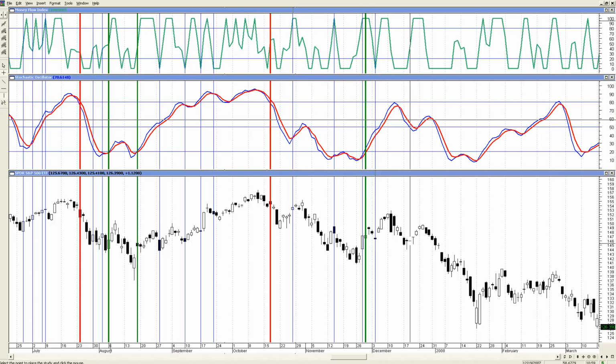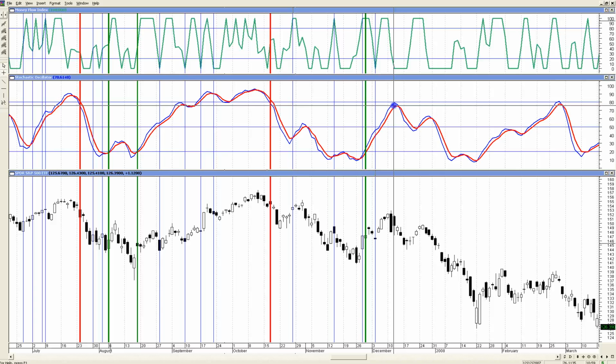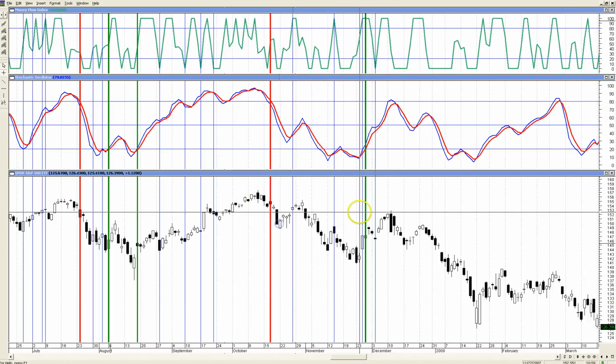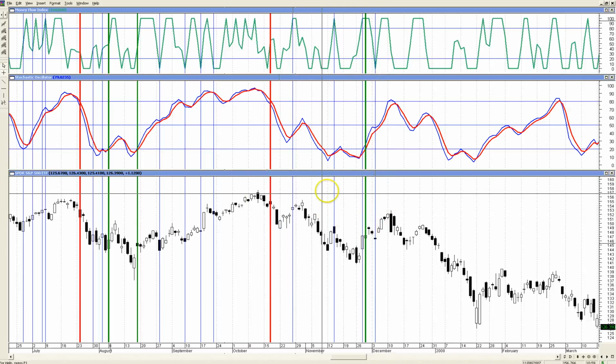That's where this becomes a little bit tricky. If it doesn't quite make it to that 80, I mean, depending on how you did your slowing factor in the stochastic, there's a slowing factor. You can slow it. I had this at a 5. If I would have had that at a 4, it would have made it, right? So, what are you going to do about that? Yeah, I'm gonna count that as a sell.